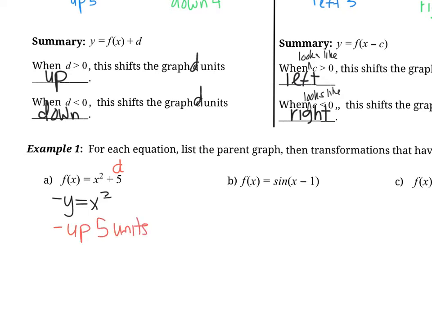How about the next one here? First of all, what's our original graph? Well, I can see it's sine. So our parent function is we're going to start with the graph of sine x. And then this -1 here, which position is it? Does it look like D, or does it look like C? Well, it's inside where the x is, so it has to be C. So this guy is C. So according to C, when it looks like it's negative, so when it looks like it's -1, we're going to the right. So this actually means we're going right 1.